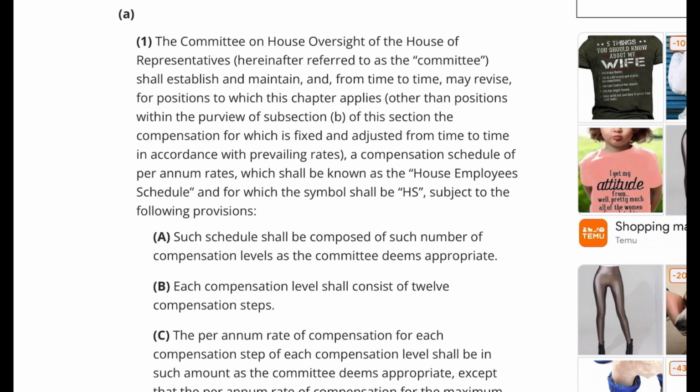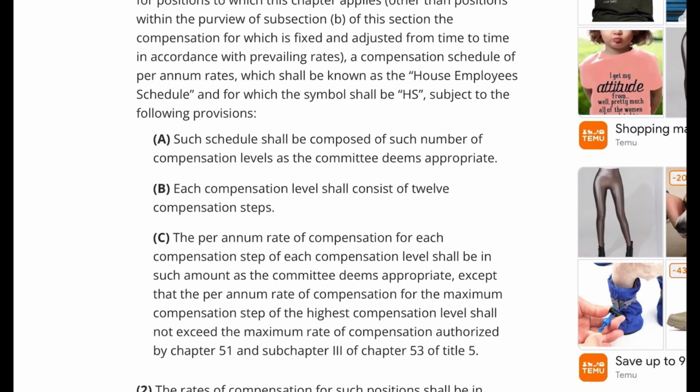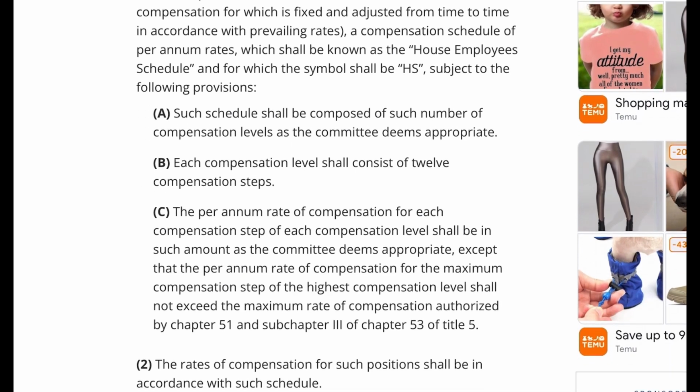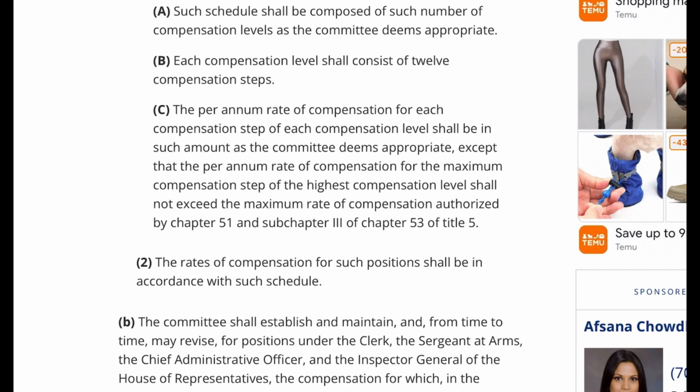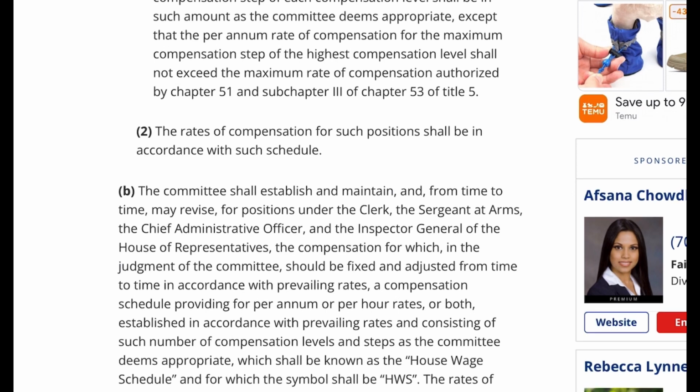A. Such schedule shall be composed of such number of compensation levels as the committee deems appropriate. B. Each compensation level shall consist of 12 compensation steps. C. The per annum rate of compensation for each compensation step of each compensation level shall be in such amount as the committee deems appropriate, except that the per annum rate of compensation for the maximum compensation step of the highest compensation level shall not exceed the maximum rate of compensation authorized by Chapter 51 and Subchapter 3 of Chapter 53 of Title 5. 2. The rates of compensation for such positions shall be in accordance with such schedule.